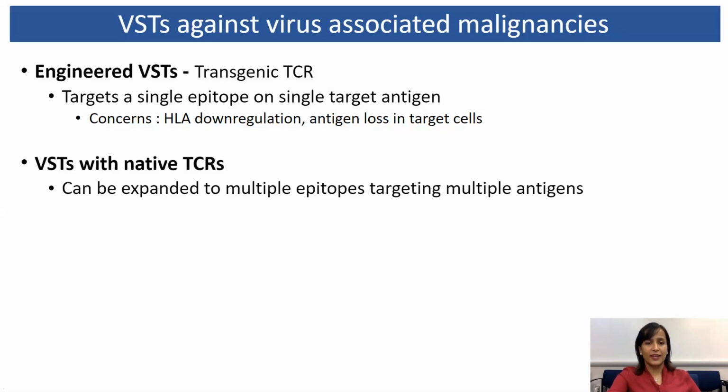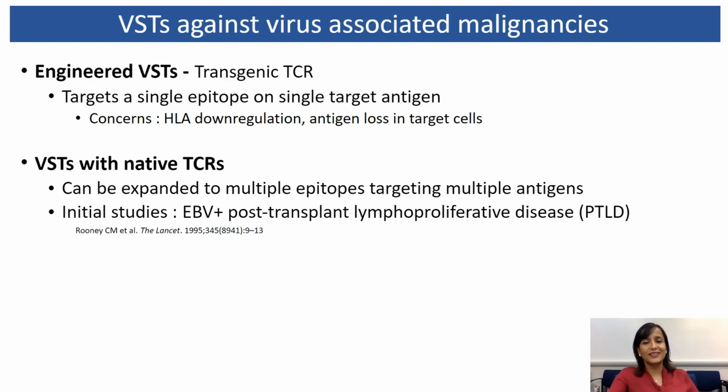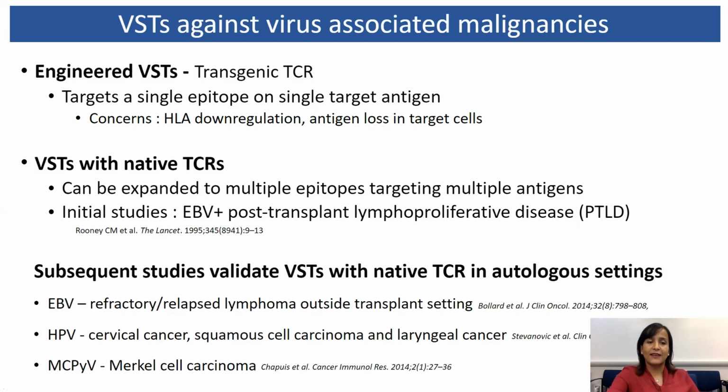So what we will focus on today is virus-specific T cells with native T cell receptors, whereby the VSTs can be expanded to multiple epitopes targeting multiple antigens in target cells. This started with an initial study where EBV-specific T cells were used to target EBV-positive post-transplant lymphoproliferative disease, PTLD, and were quite effective. Ever since then, there have been subsequent studies, as I have listed here, against EBV, HPV, and Merkel cell polyomavirus, which have validated the potential of virus-specific T cells with native TCR in autologous settings.